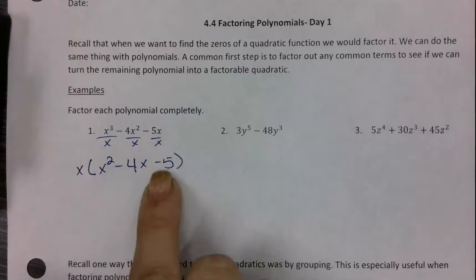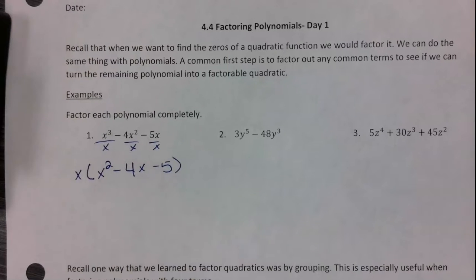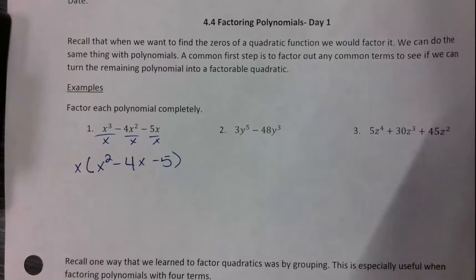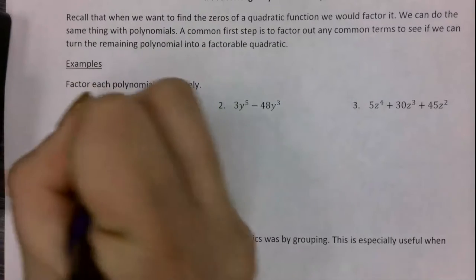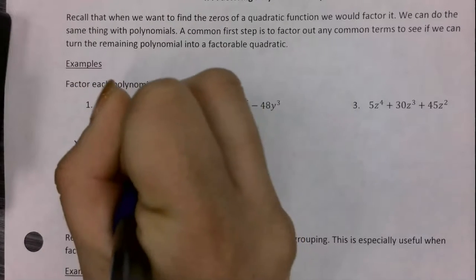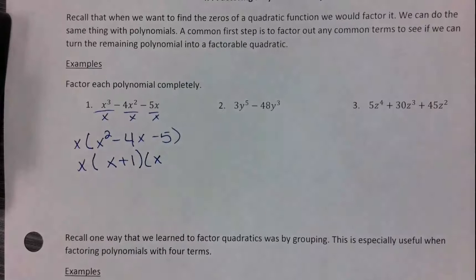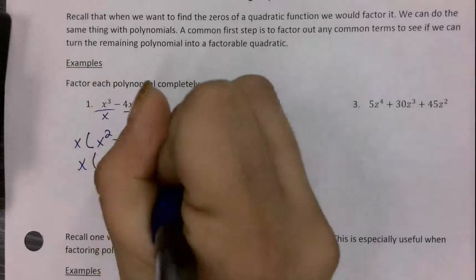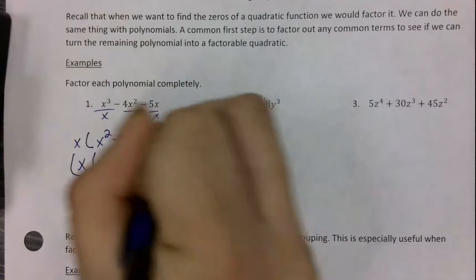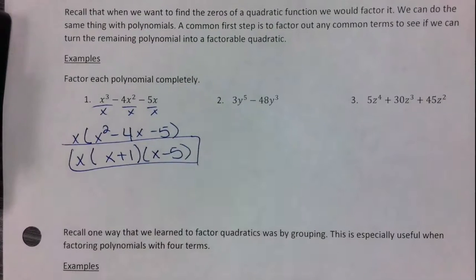Okay, so now I'm looking for what multiplies to -5 and adds to -4. Should be 1 and 5. Should be -5. We always multiply to the end number. That's it. That's the answer.